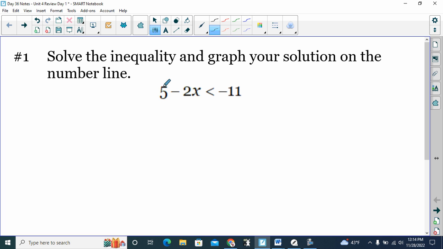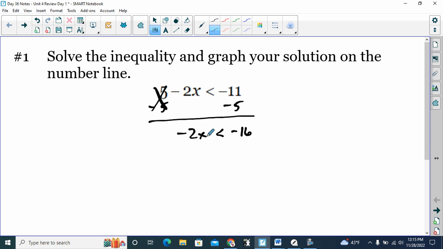So the first thing we need to do here is move this 5 over. Notice it's a positive 5, so I can move it over by subtracting 5 from both sides. My negative 2x comes down. I subtracted on both sides. I didn't multiply or divide, so I do not flip my inequality. I combine these terms. Negative 11 minus 5 is negative 16.